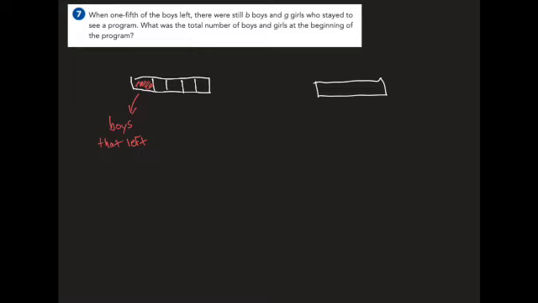So all the other parts would represent the boys that stayed. So these blue pieces are the boys that stayed. And that's the variable B. So B boys that stayed. And here's the tricky part. We have to figure out what this is. How do I represent that with either the variable B or the variable G so I can give an expression for how many boys and girls there were in the beginning of the program?